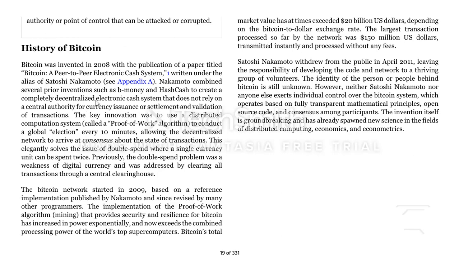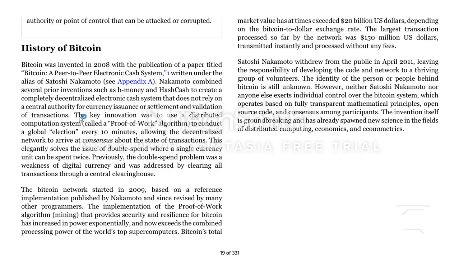Bitcoin was invented in 2008 with the publication of a paper titled "Bitcoin: A Peer-to-Peer Electronic Cash System," written under the alias of Satoshi Nakamoto. See Appendix A. Nakamoto combined several prior inventions such as B-Money and Hashcash to create a completely decentralized electronic cash system that does not rely on a central authority for currency issuance or settlement and validation of transactions.